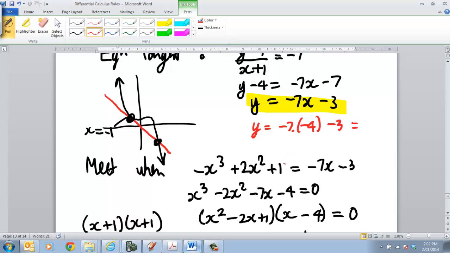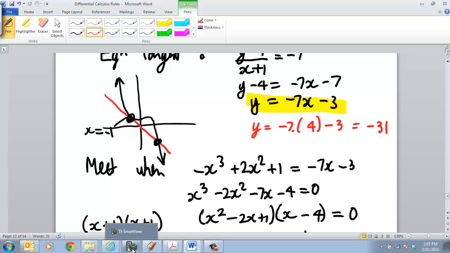Is that right? Sorry, it's not negative 4, it's 4. Silly mistake. Alright, so that'd be negative 28, take 3, and that will give you negative 31. So we know that this is going to cut the curve again at y equals negative 31.